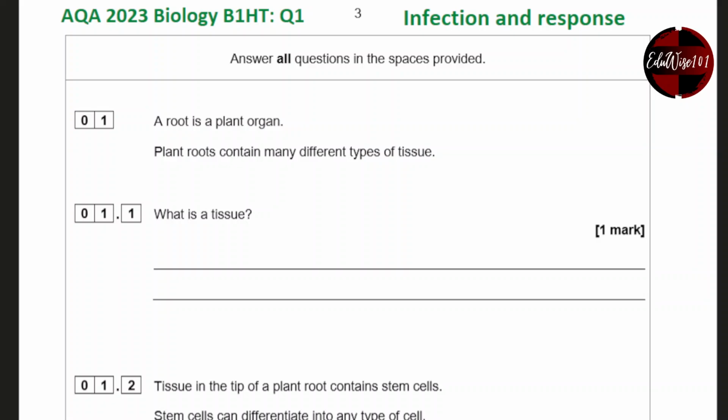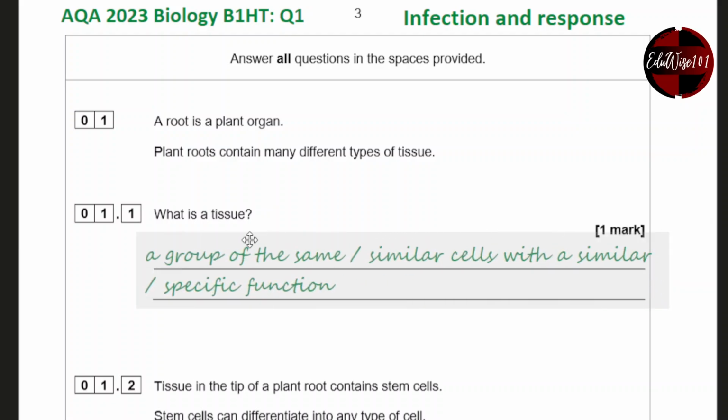Question number 1 is on the topic of infection and response, mainly about discovering drugs. A root in a plant is a plant organ. Plant roots contain many different types of tissues. What is a tissue? Now remember, in terms of cell organization, it starts with cell, tissues, organ, system, and then organism. So tissue is a group of cells with similar functions doing a specific job.